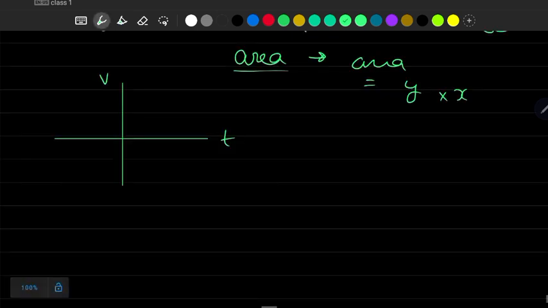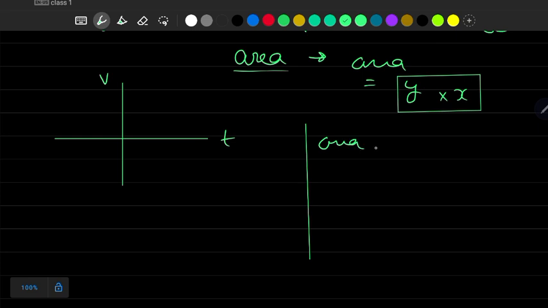Just like slope was y upon x, area means y into x. Always remember this thing. Now, if someone asks what the area of an xt graph gives us: if you do x into t, it will give you nothing. It means the area of an xt graph gives us nothing.